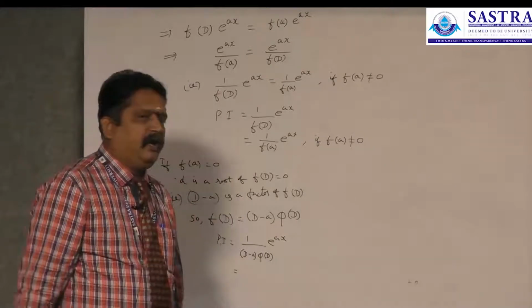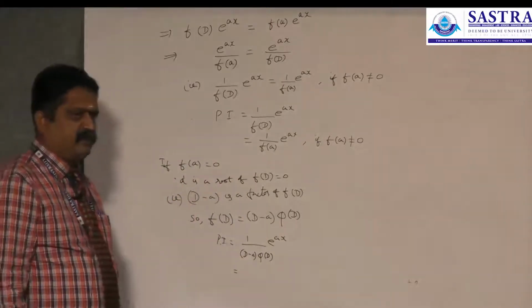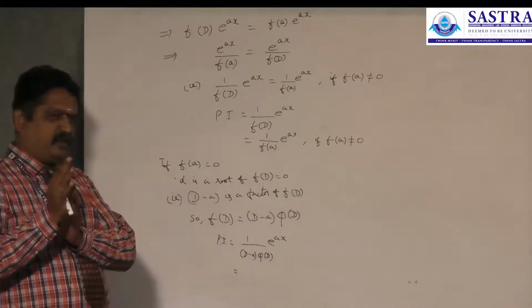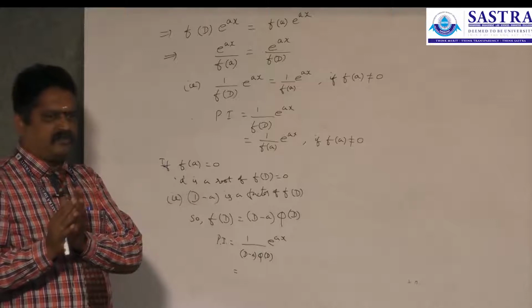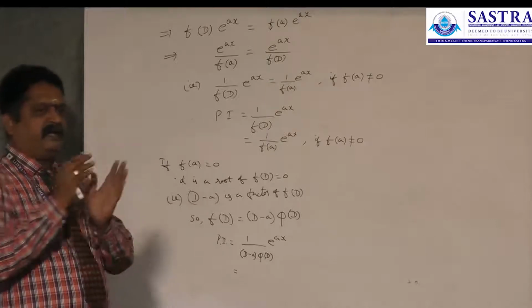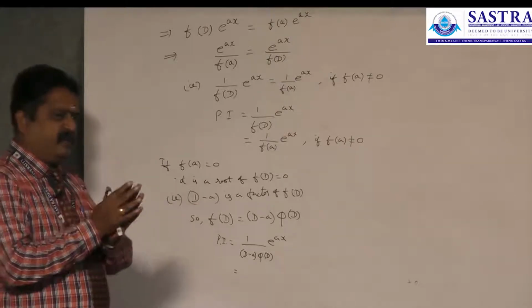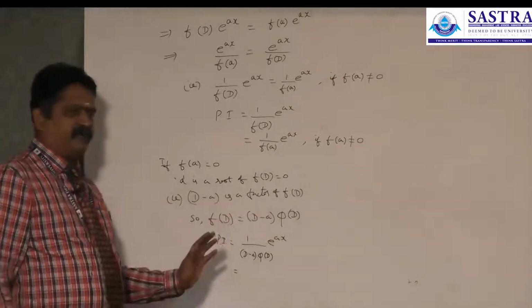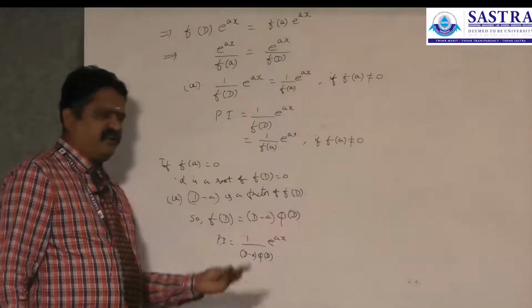That means d minus a is a factor of f of d. What I want to tell is that if f of a is equal to 0, a is the root of f of d is equal to 0, consequently f of d can be factorized as d minus a into phi of d.